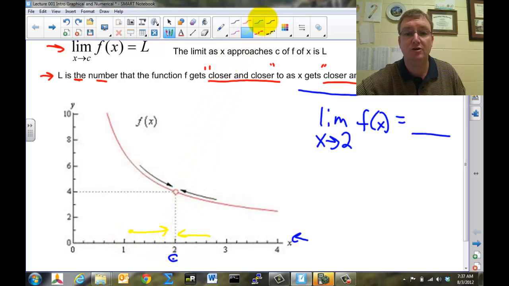Now what's happening during that? We're asked to find out what f is getting closer and closer to. Well, where is f on our axis?